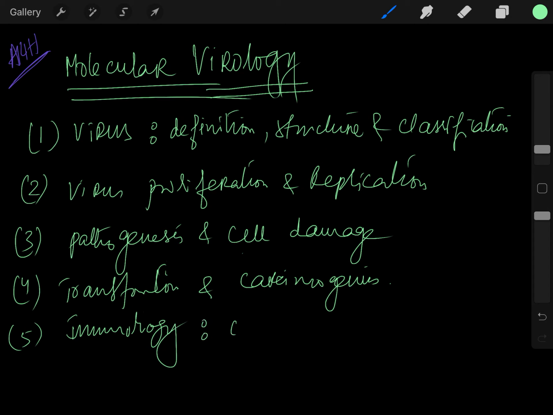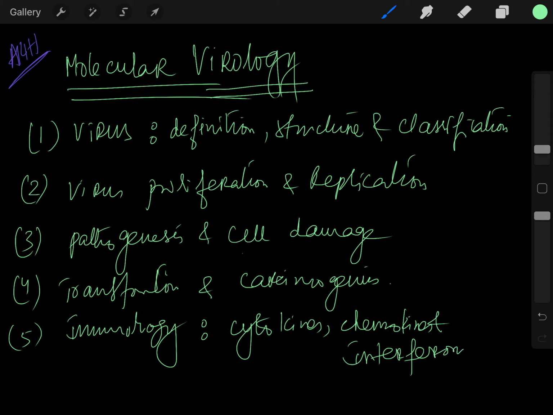Immunology is an important topic as well, and I'll go deeper into these. Cytokines, chemokines, and interferons are our friends. These are the ones unleashed when a viral or virionic particle, the virus particle, enters our body, and we need to find a way to fight this.